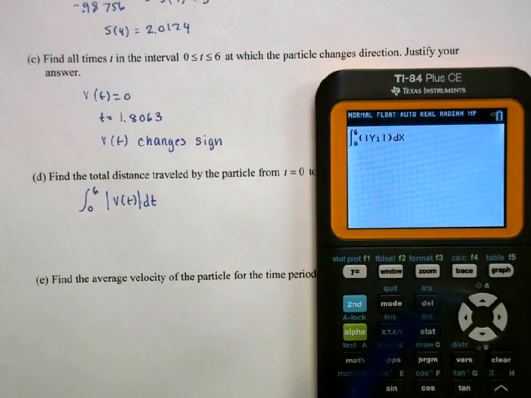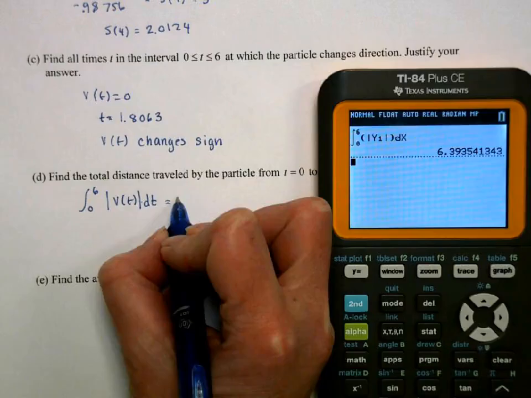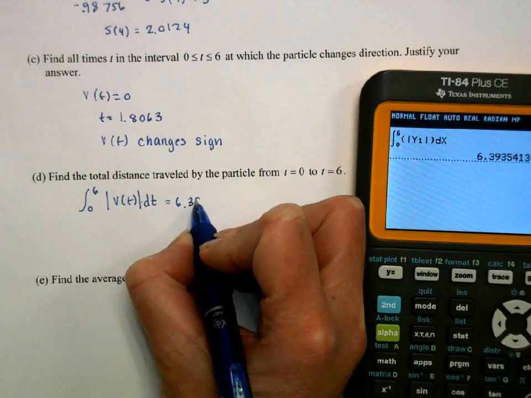And it's going to take a little bit, but our answer is 6.3935.